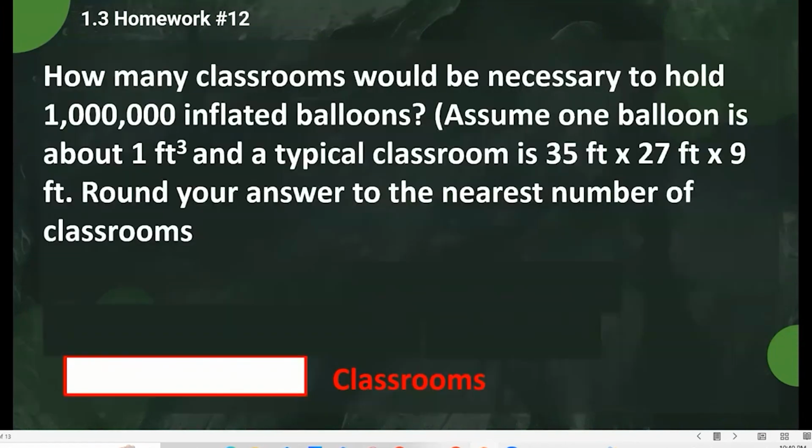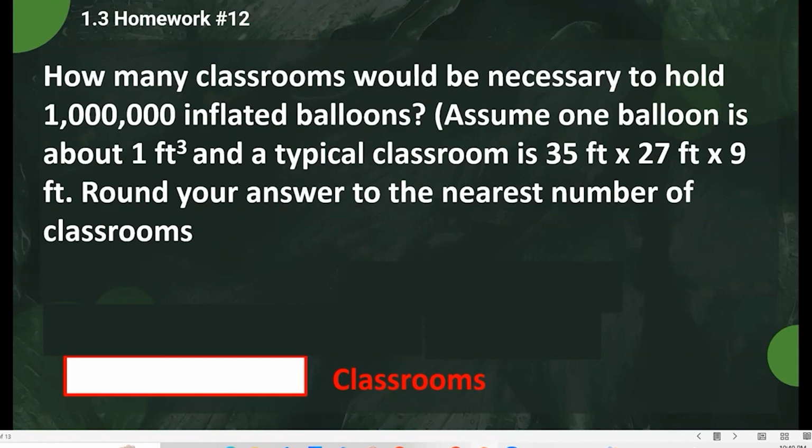Now, the last one is how many classrooms would be necessary to hold 1 million inflated balloons? Assume that one balloon is about 1 cubic foot and a typical classroom is 35 feet by 27 feet by 9 feet. Round your answer to the nearest number of classrooms.